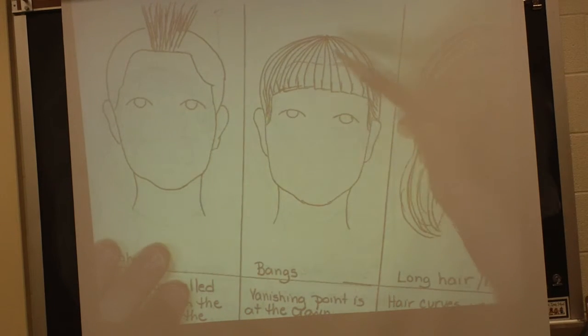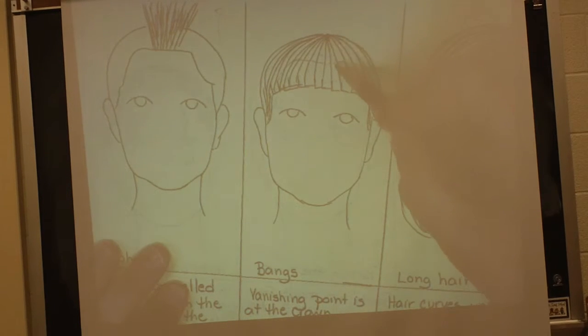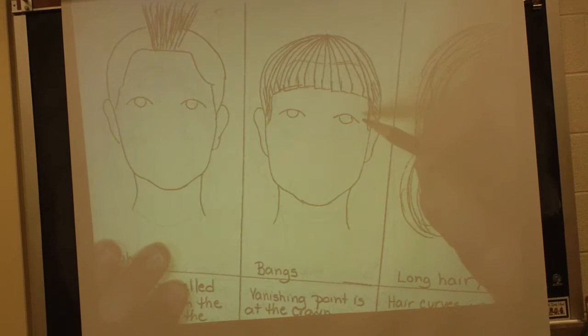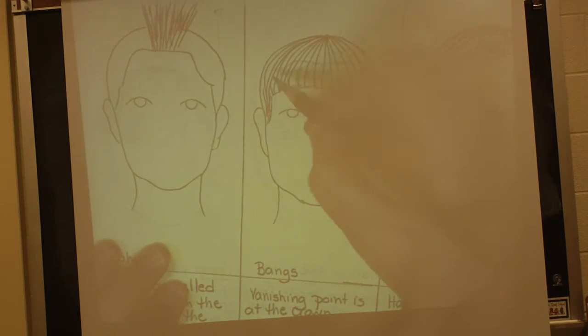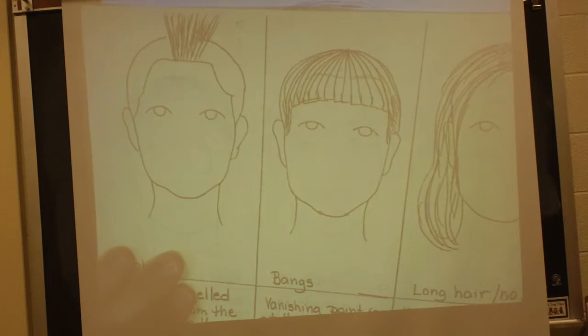Bangs, vanishing point, and they come down. And I usually gauge them as to how close they are to the eyebrows. If somebody has bangs that cover their eyebrows, then I make sure that the ones I do the same thing. But there's still the hair in front of the ears.